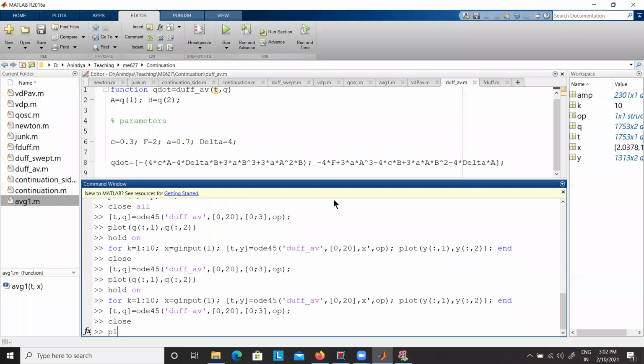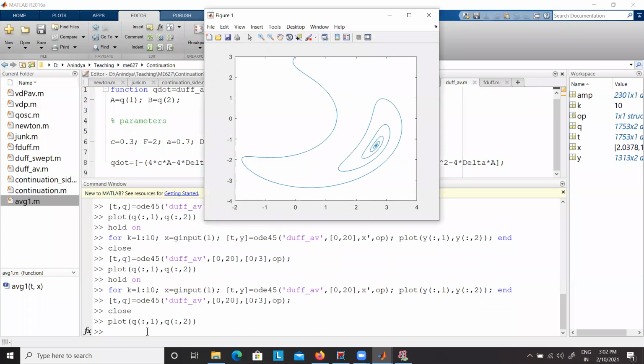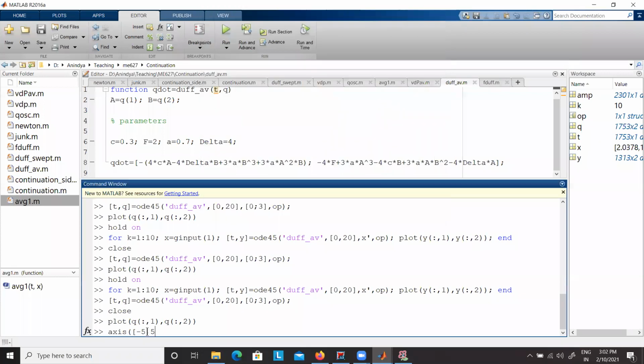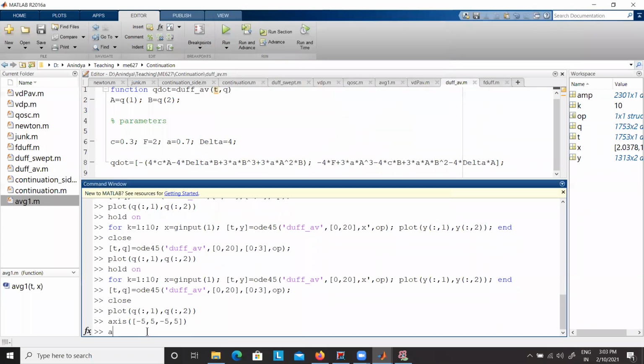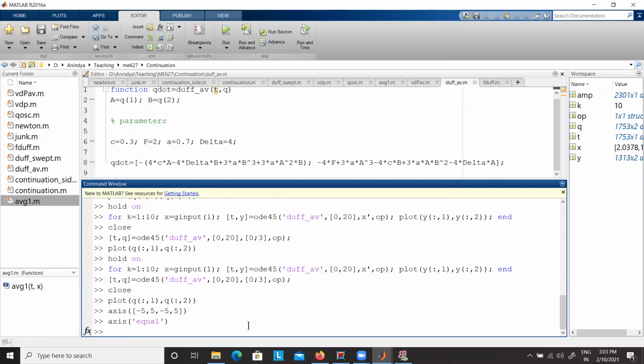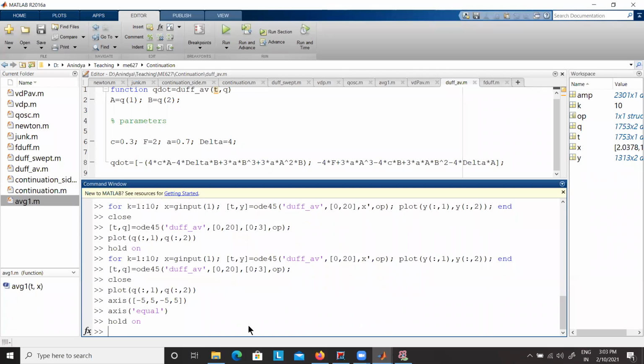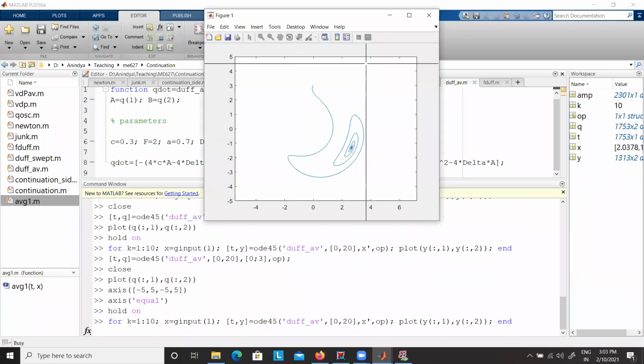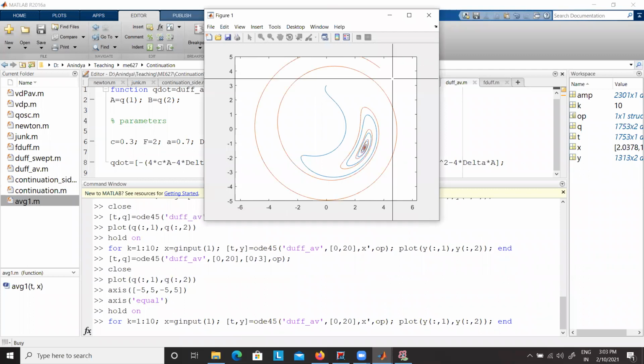Okay, now some other funny things have happened and we will try to see what the story is. And so what we will do is we'll do axis minus 5, 5, minus 5, 5. We'll do axis equal. Okay, and then we will do hold on, and then we will do for this, and we will come here. And you see here is this large amplitude solution just filters down and comes to this large amplitude solution here. But there is another stable solution here. You see two stable solutions.